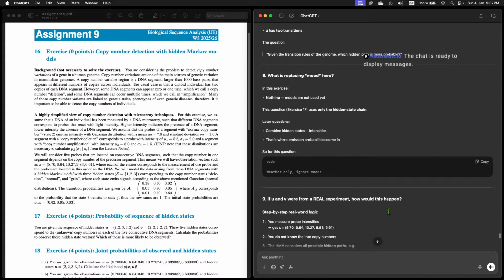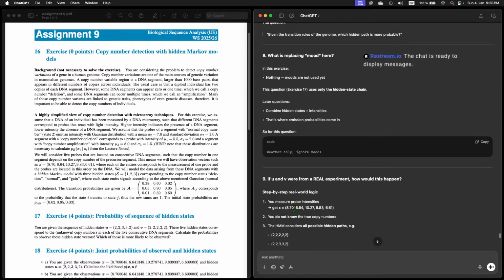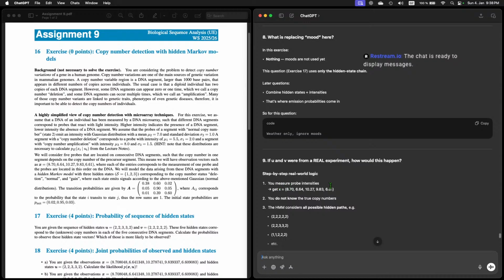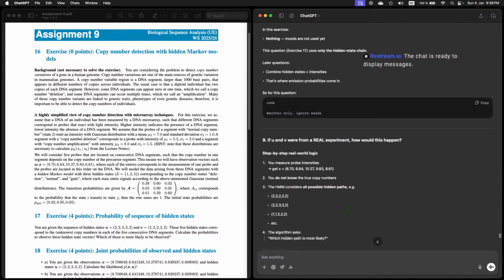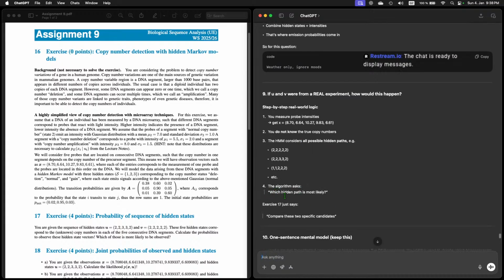If U and V were a real experiment, how would this happen? You measure probe intensities. You do not know the true copy numbers. The HMM considers all possible hidden paths. The algorithm asks which hidden path is most likely. Exercise 17 says compare these two specific candidates.